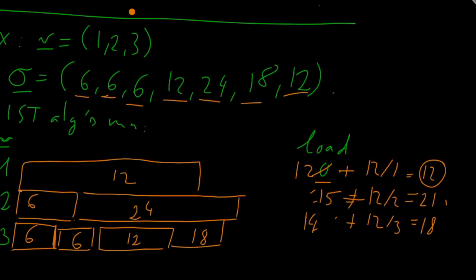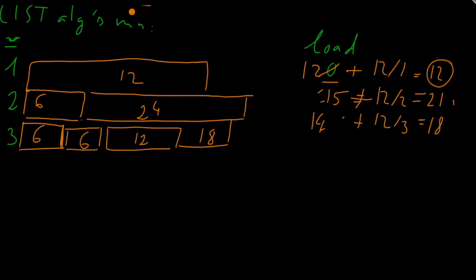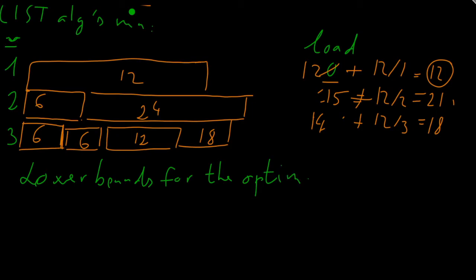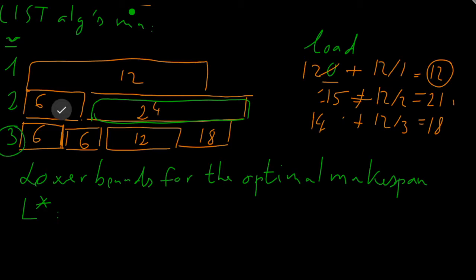And again, we will just derive some lower bounds for the optimal value, for the optimal maximum L star. So, for example, here in the previous case, there was this job with processing cost 24. Even if it's processed on the fastest machine, it would have a cost of at least 8, because the fastest machine has a speed of 3 this time. So it's 24 divided by 3, at least 8.